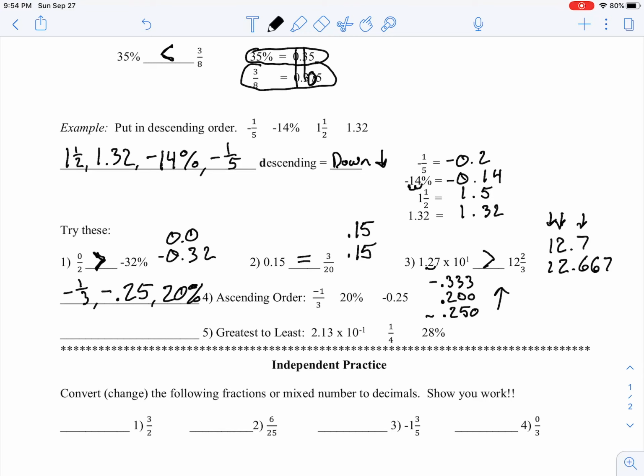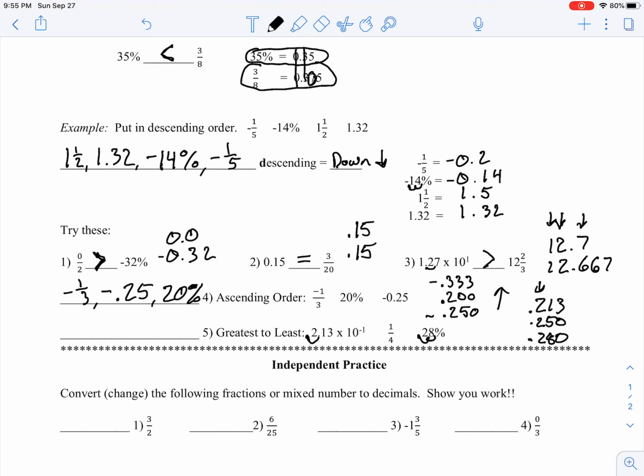Alright, and now greatest to least, so we are going to have 2.13 times 10 to the negative first, while we're moving our decimal place once. So we're going to have, in the end of all this, 0.213. 1/4 is 0.25. We can add our 0 or not, doesn't matter. Then convert this to a decimal, and we've got 0.280. So greatest to least, so we want our biggest number first.